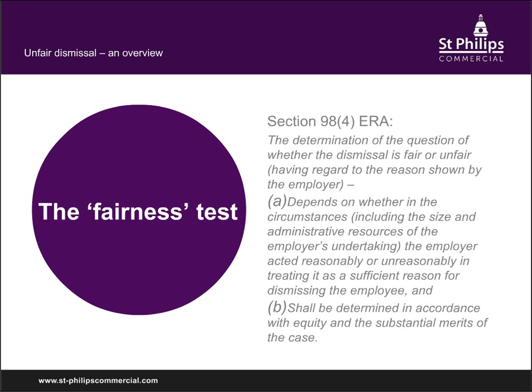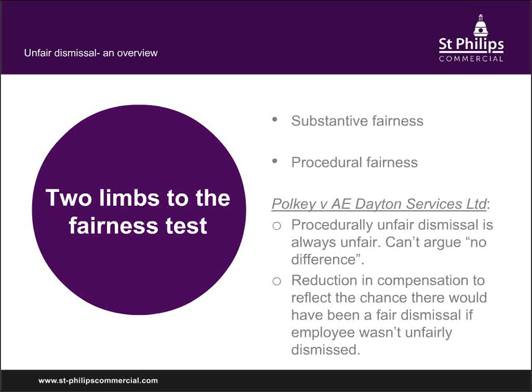The question of fairness is usually divided into two elements. First, whether the dismissal was procedurally fair, and secondly, whether it was substantively fair. The ACAS Code can be relevant when you're looking at both aspects of those, procedural and substantive fairness.